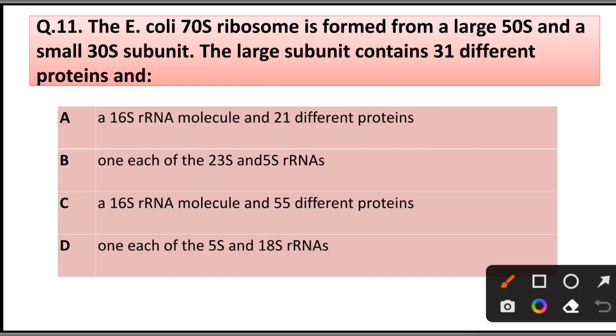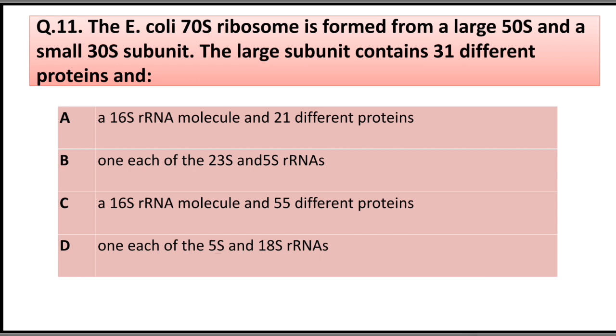Question number 11. The E. coli 70S ribosome is formed from a large 50S and small 30S subunit. The large subunit contains 31 different proteins and 16S rRNA molecules; 21 different proteins, one each of 23S and 5S rRNA; 16S rRNA molecules and 55 different proteins, one each of the 5S and 80S rRNAs. Correct answer is option B. One each of the 23S and 5S rRNA.